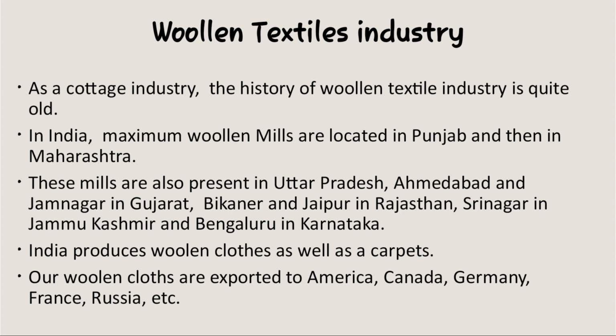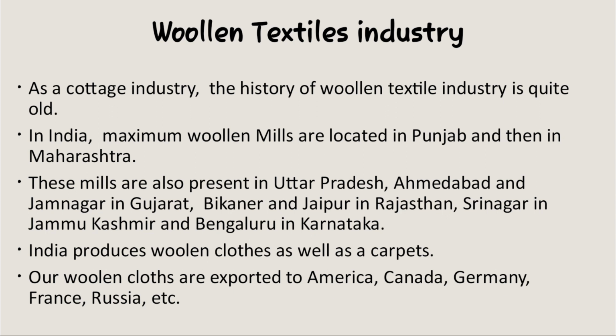Next is woolen textile industry. Woolen textile industry, as you know, it was a cottage industry. The history of woolen textile industry is quite old, बहुत पुराना है हमारा country में. In India, maximum woolen textile mills are located in Punjab and then in Maharashtra. So you should say the maximum producer of wool in our country is Punjab. These mills are also present in UP, Ahmedabad and Jamnagar in Gujarat, Bikaner and Jaipur in Rajasthan, Srinagar in Jammu Kashmir and Bengaluru in Karnataka.